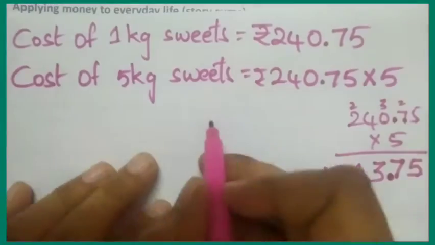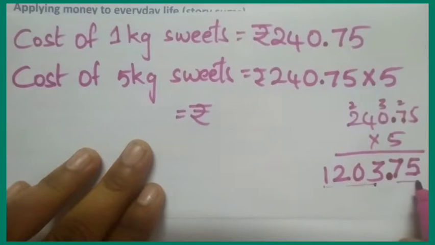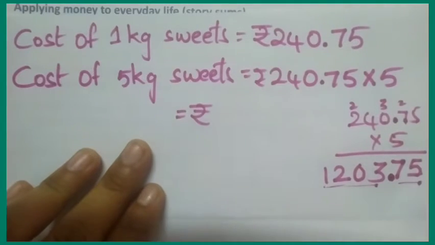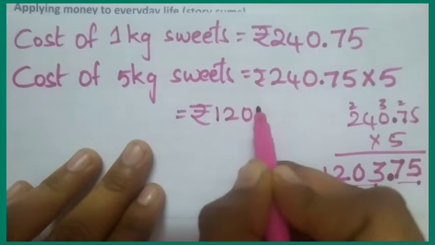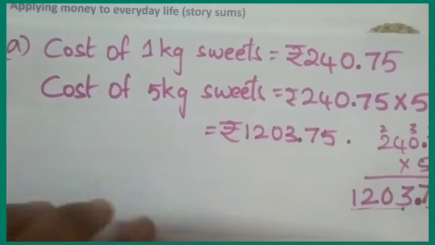So we got, rupee symbol, we'll keep here. These are rupees and these are paise. So we'll write first the rupee symbol, 1203 rupees 75 paise. This is A answer.